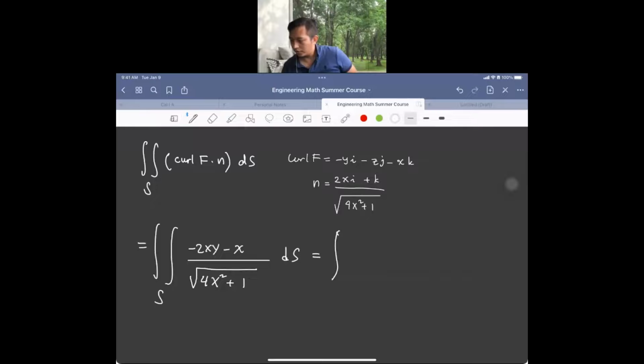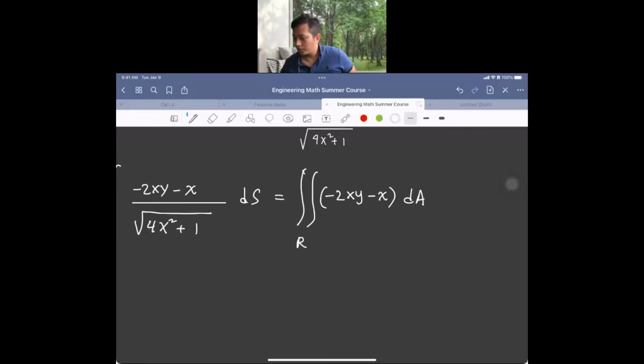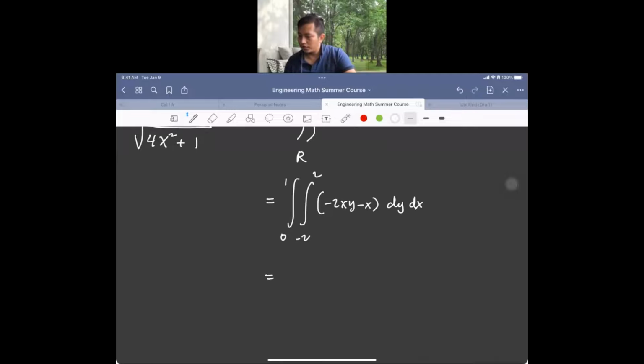Then this will be equal to the surface integral over R of 2, negative 2xy, negative x, dA. And then we can evaluate. You can try y or x first. I think it's the same because they are all constants here, so I will try x last. You can just compute one by one, inside and then outside, and it results in negative 2.